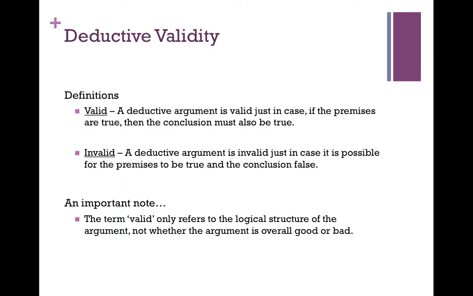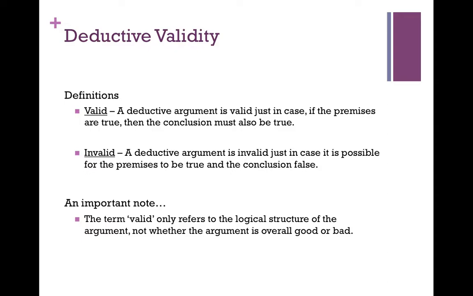So today, class, we're going to begin talking about how we determine whether or not a deductive categorical syllogism is valid or invalid. Now, before we get started, I want to remind you of our definitions of what validity and invalidity are. As you should know at this point, a deductive argument is valid just in case if the premises are true, then the conclusion must be true. It is that hypothetical relationship that exists between the premises and the conclusion. Whereas it's invalid just in case it's possible for the premises to be true and the conclusion to be false.